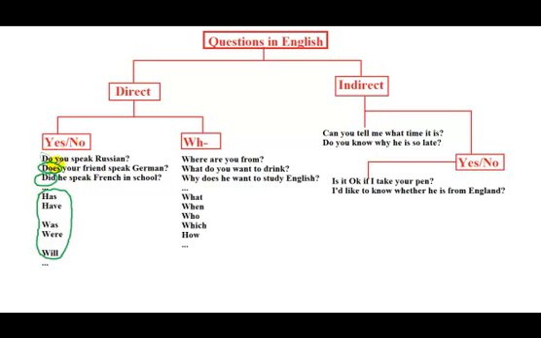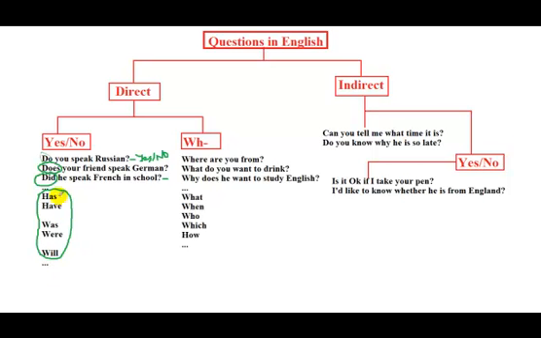For example, do you speak Russian? So you may say yes or no. So the answer is very short. Did he speak French in school? So you can answer yes or no. So like this, you can make a question by using the auxiliary verb do, does, did, has, have, was, were, will, am, is, are, etc.